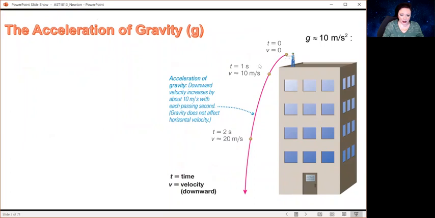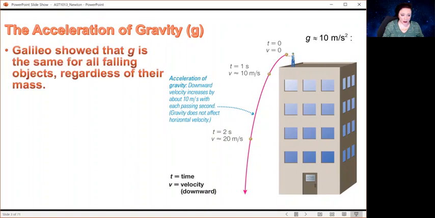Once he drops it, a second later, it's going at 10 meters per second. A second later after that, it's going at 20 meters per second. How fast it gets to depends on how tall the building is. And this is because the acceleration due to gravity is 10 meters per second squared. So for every 1 second that the ball is falling, its velocity or speed is going to increase by 10 meters per second.